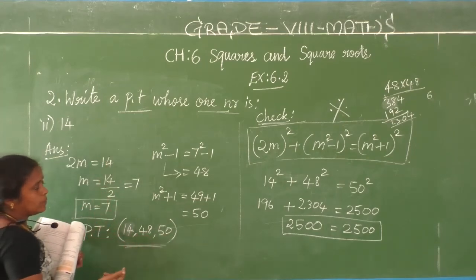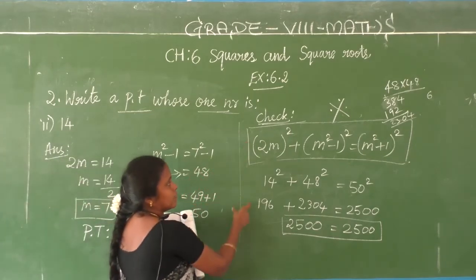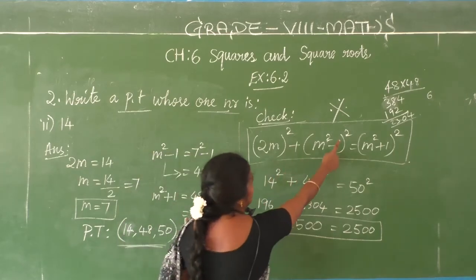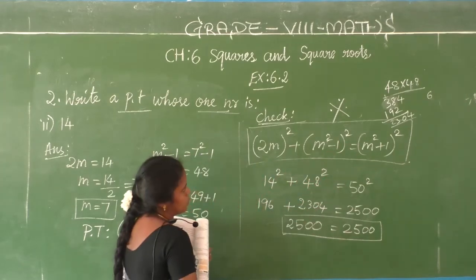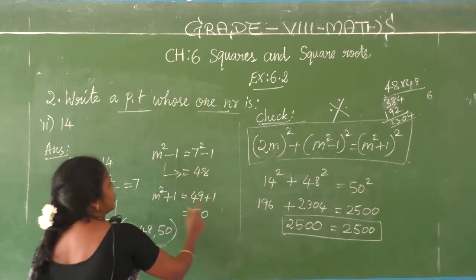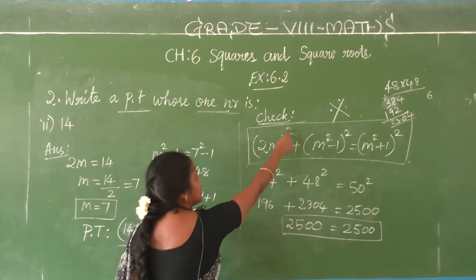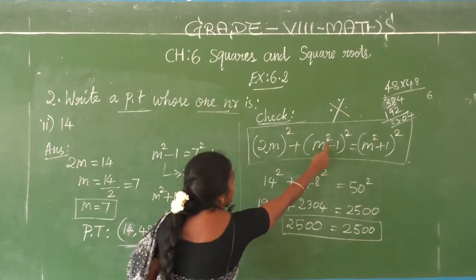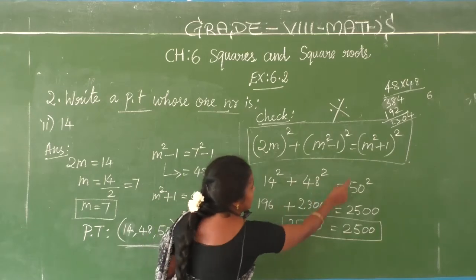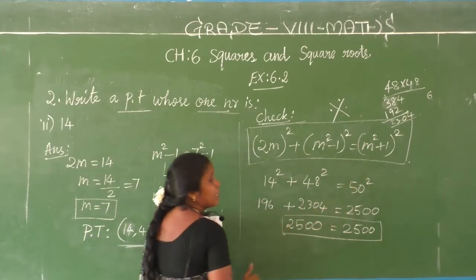Suppose you have a doubt, ma'am, how can we check whether our sum is correct or wrong? For that, you can check using this equation: (2m) square plus (m square minus 1) square is equal to (m square plus 1) square. The first number is 14, so 14 square, since 2m equal to 14. Plus 48 square, which is m square minus 1, equals 50 square, which is m square plus 1. Check whether both sides come correctly or not.